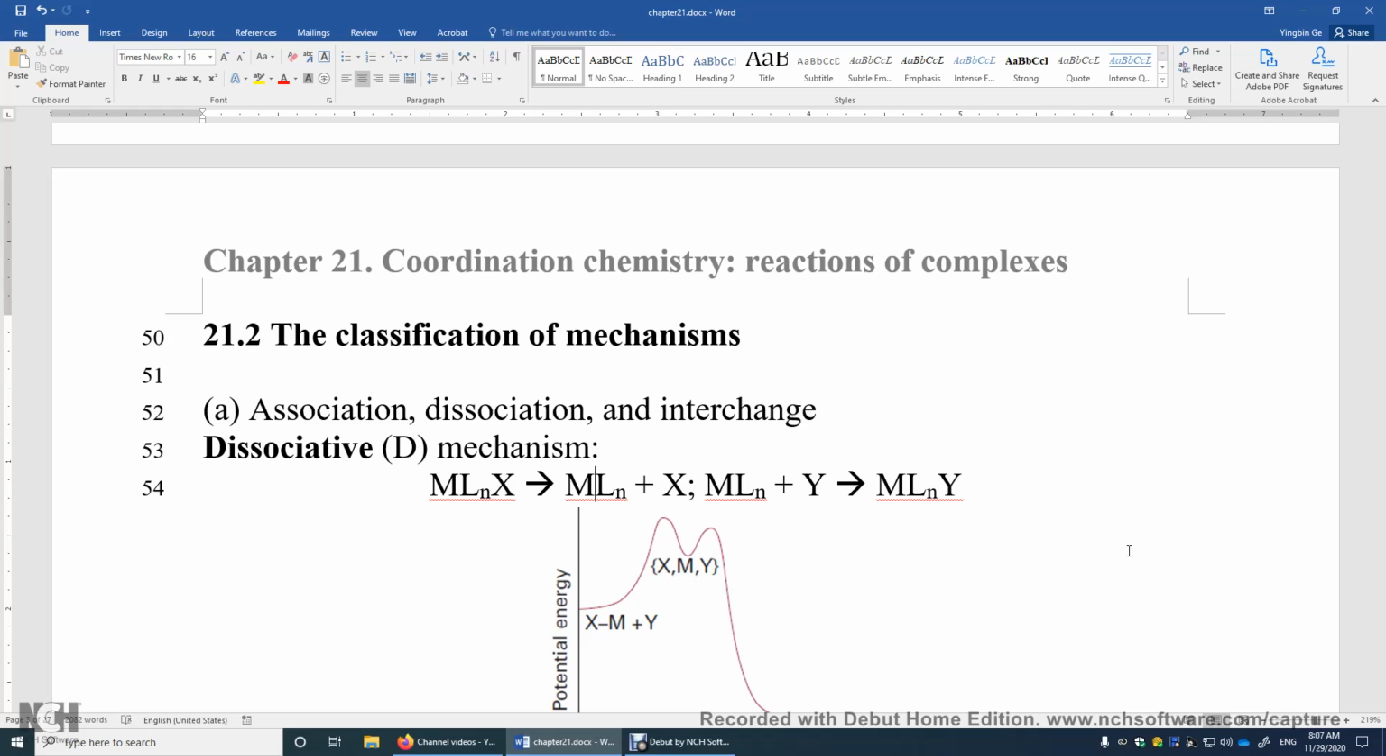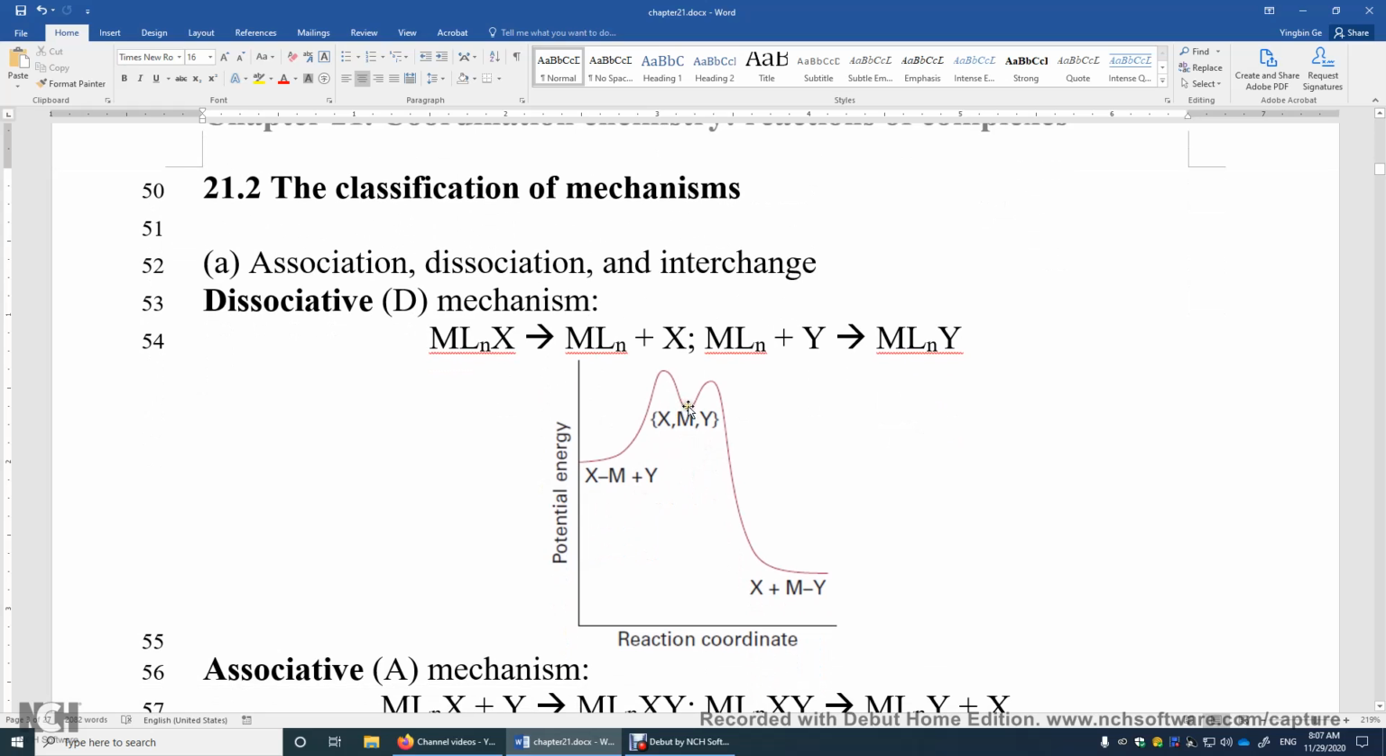In each of the three types of mechanisms, there are two steps, but these two steps are different. So first, let's look at this dissociative mechanism. The first step is dissociation. We first break the MX bond, and now you have this free X, and then this entering ligand forms a bond with the metal. So two steps. The first step is dissociation.